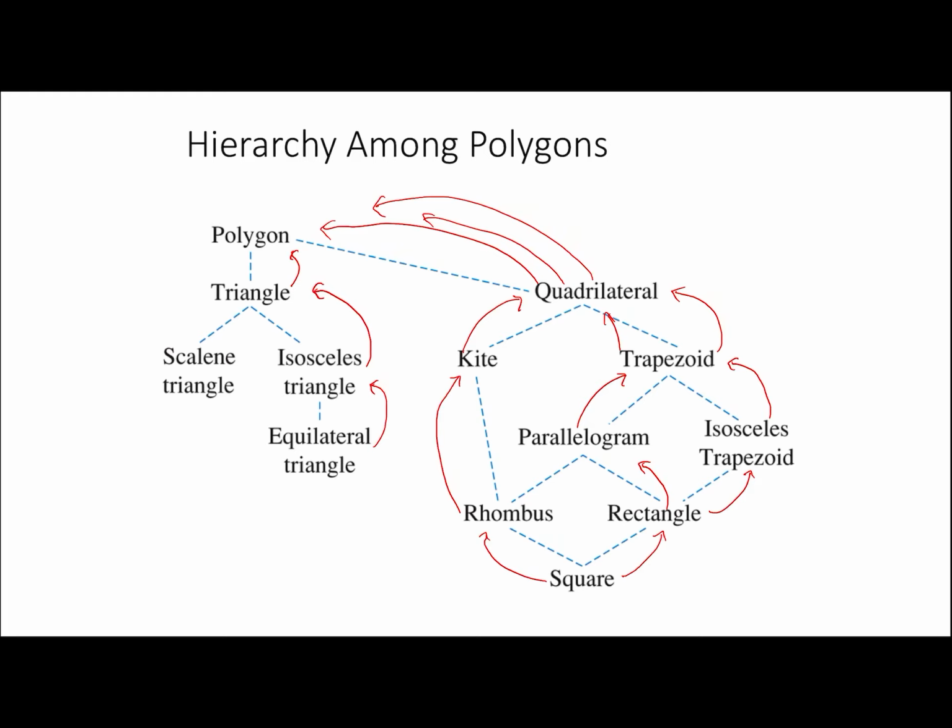So if I ask you to tell me, well, what kind of shape is a square? Well, you would need to be able to tell me that it's a rhombus, and it's a rectangle, and it's a parallelogram, and it's a kite, and it's an isosceles trapezoid, it's a trapezoid, it's a quadrilateral, and it's a polygon. Or if I say, well, what's a rectangle? What does it fall into? Well, it's a parallelogram and isosceles trapezoid, which is also a trapezoid, which is also a quadrilateral, which is also a polygon.